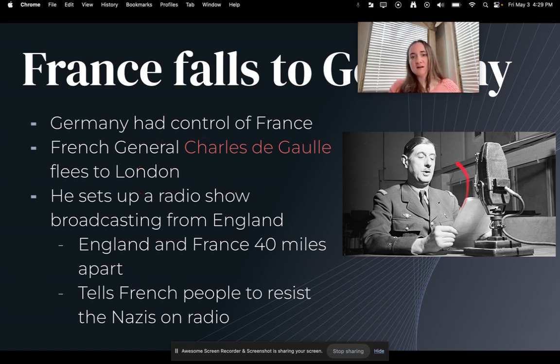French General Charles de Gaulle, who's this dude here, flees to London, and he sets up a radio station broadcasting from England. So you're like, really? From England? That's so far away. Actually, at its closest point, England and France are only 40 miles away. And he tells the French people on the radio to resist the Nazis, which of course is easy for him to say because he's in London.